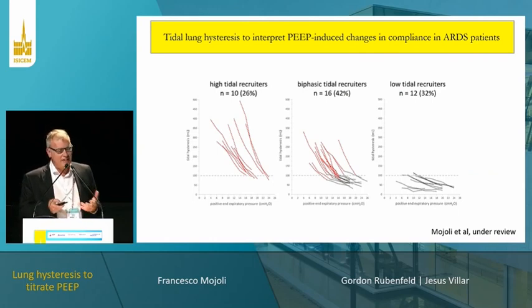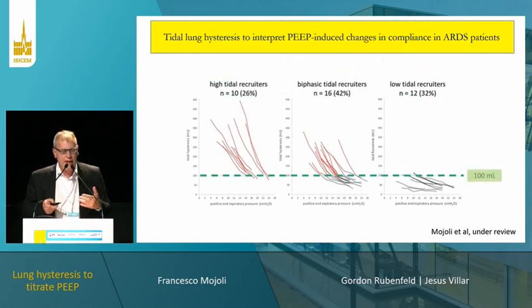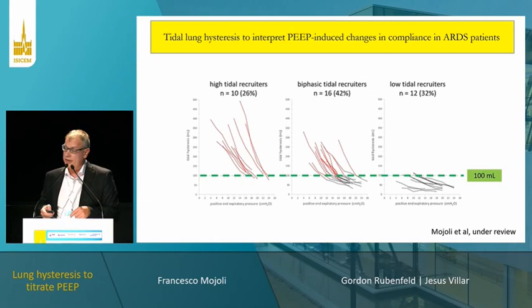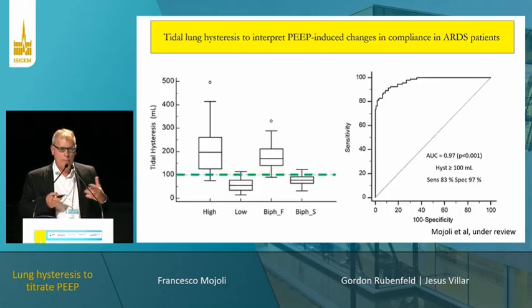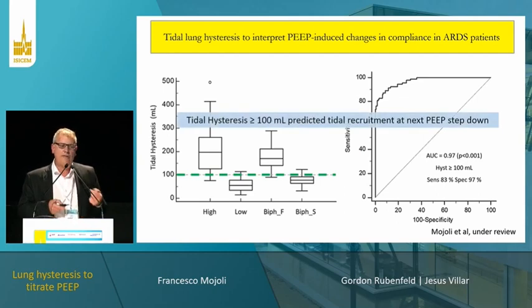And to me, even more interesting is that it seems that there is a sort of threshold. Almost all the values that we recorded in high tidal recruiters were above 100 ml of normalized hysteresis. Almost all the values that we recorded in low tidal recruiters were below this value. And look at the biphasic pattern. The point where there is this sudden change in the slope is very close to this value. So in a post-hoc analysis, we found that a value of tidal hysteresis of 100 ml or larger was a very good predictor of tidal recruitment at the next PEEP step down.